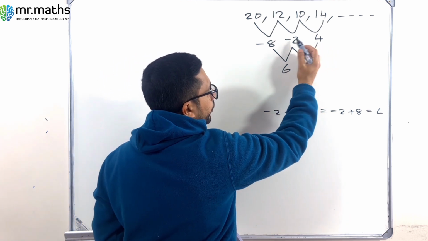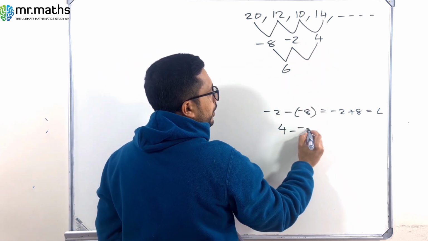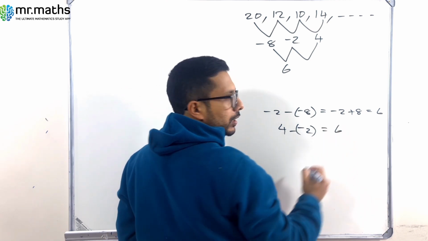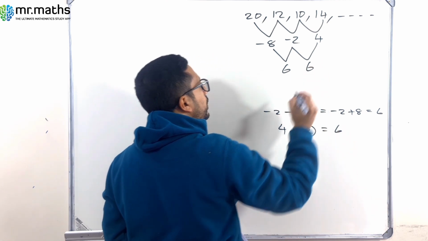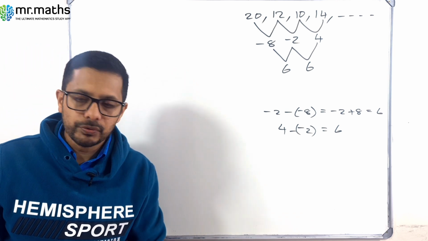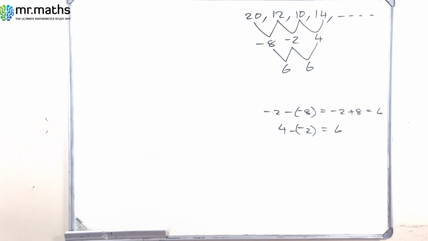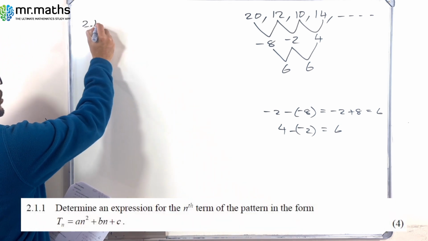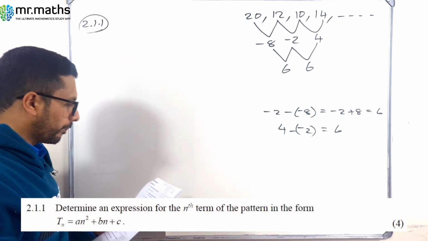Now look at this one. 4 minus minus 2. Am I right? So minus is plus. 4 plus 2 is 6. So here also you can see that the second difference is 6. Okay. So now we got the first difference and also the second difference. Look at the first question, 2.1.1. What is that question?